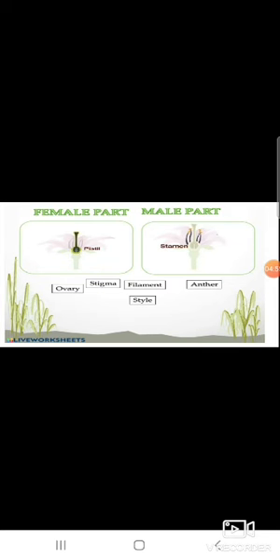Pollination of female and male parts. The pistil is the female part, and the stamen is the male part: ovary, stigma, filament, anther, style. That is pollination of female and male parts.